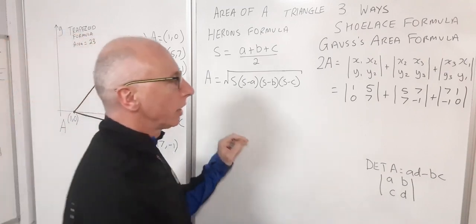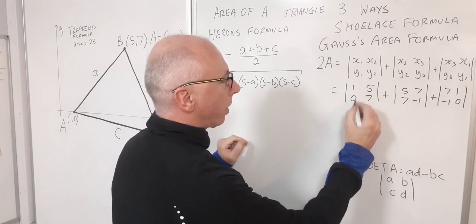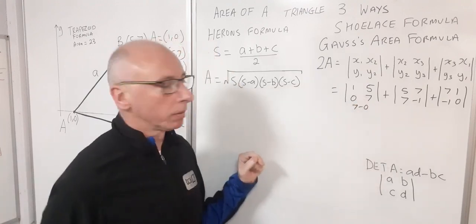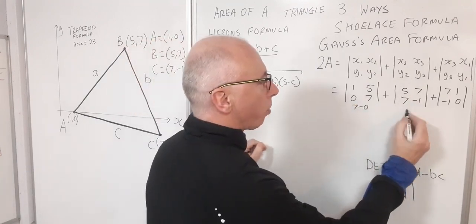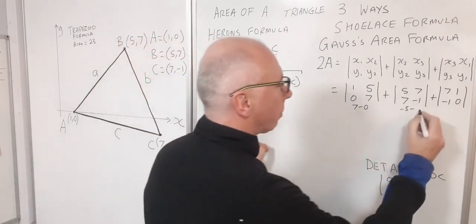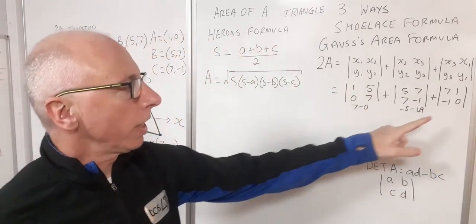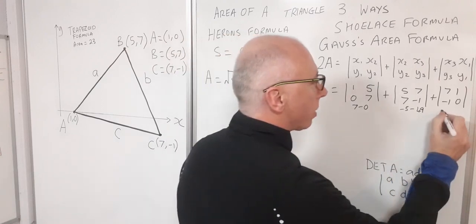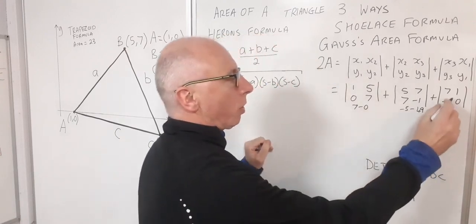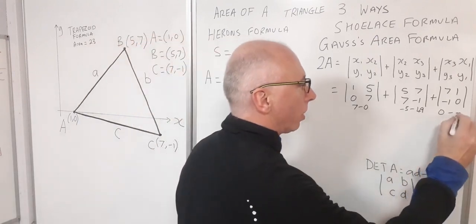So let's go through that. So ad, that's 7 minus 5 times 0, that's 0. 5 times minus 1, that's minus 5, minus 7 sevens, 49. So that's what we got there. And then this one here, 7 times 0 is 0. Minus 1 times 1 is minus 1. So minus minus 1.